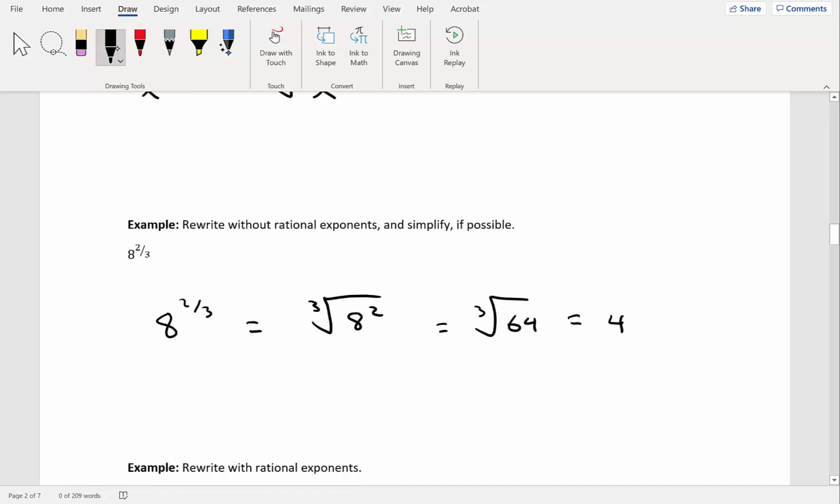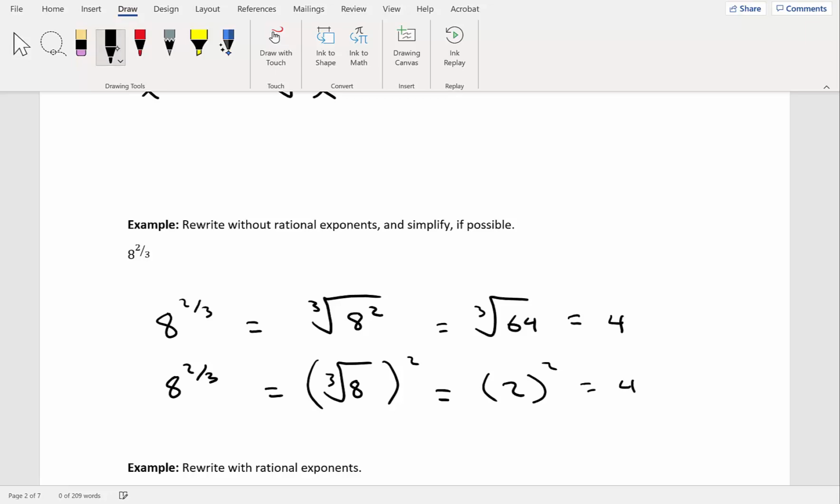Now another way that we could rewrite it, remember there were 2 forms for our property. We have 8 raised to the 2/3 power. We could rewrite it as the cubed root of 8 and then raised to the 2nd power. So now cubed root of 8, we can actually simplify this. This is equal to 2, because 2 raised to the 3rd power gives me 8. So now we have 2 raised to the 2nd power, which gives me 4. So either way that you write it, you'll still get the same result.